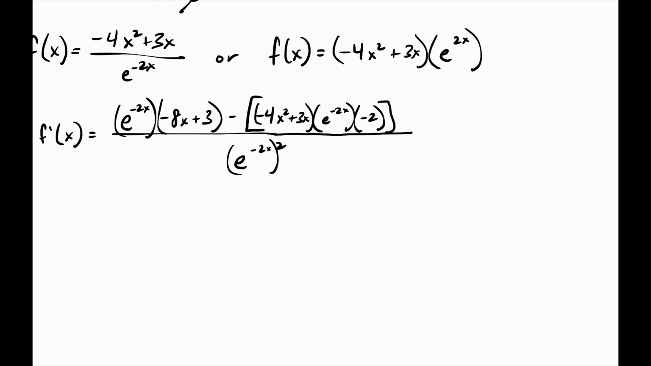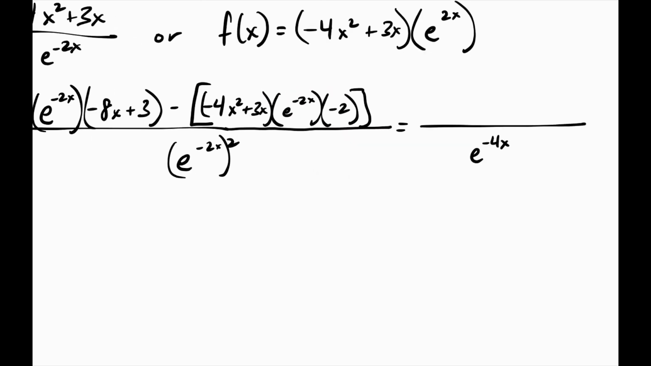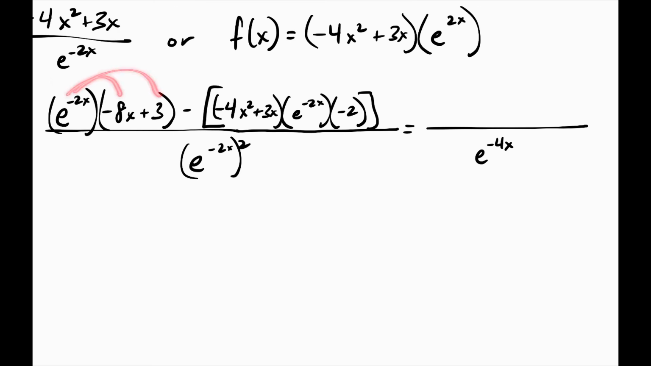Okay, so let me clean this up a little bit. The bottom. If I have a power to a power, what do I do with those powers? Multiply them. Yep. So you're going to get e to the -4x. The top. See here, I can do distributive property. I can distribute the e to the -2x. And then over here, I can multiply these two guys and then do the same thing. So let me do that. So I'm going to distribute this guy, distribute that guy.